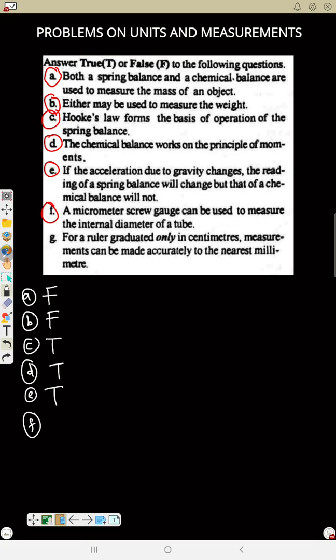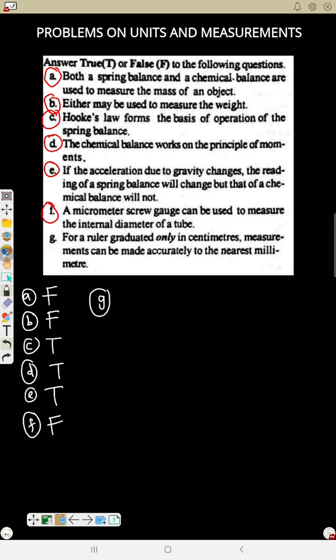You can go back to the video of vernier and micrometer to understand better. So that means this F is false, as it is vernier calipers that we can use to measure internal diameter of a tube, not micrometer screw gauge. So it is false.